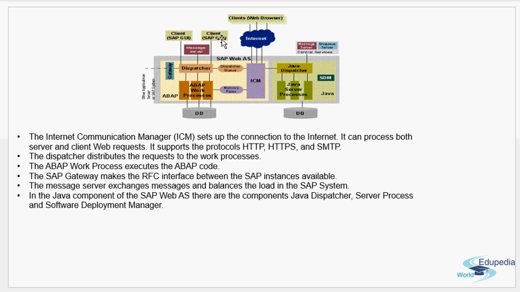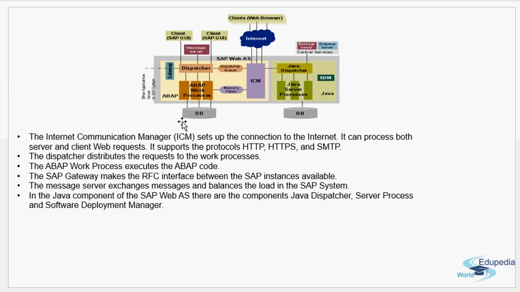So here the requests come from the SAP GUI, it gets onto the message server, it sends the request to any one of the SAP Web AS servers, then it goes to the database and it comes out. Now the Internet Communication Manager, ICM, sets up the connection to the internet. It can process both server and client web pages. It supports protocols like HTTP, HTTPS and SMTP.